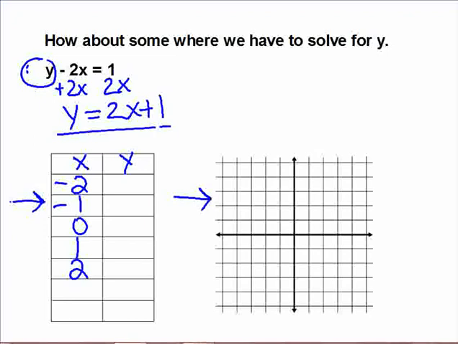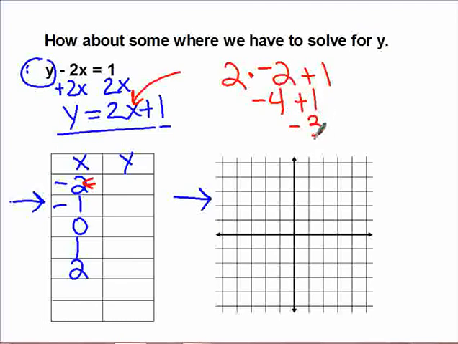Since these first ones deal with negative numbers, I'm going to write this out. So instead of 2 times x, I know x is negative 2. So this is going to be 2 times negative 2 plus 1. 2 times negative 2 is negative 4. Negative 4 plus 1 is negative 3. So this will be the point negative 2, negative 3.